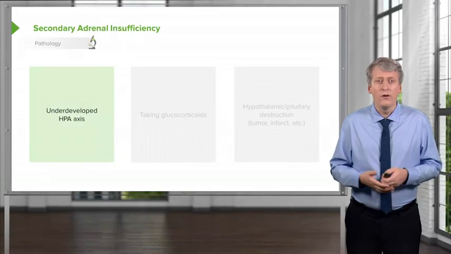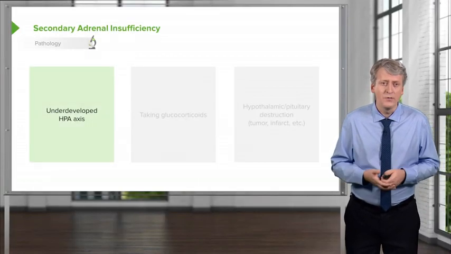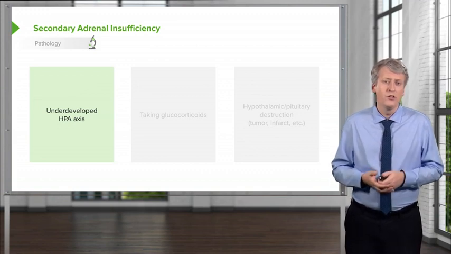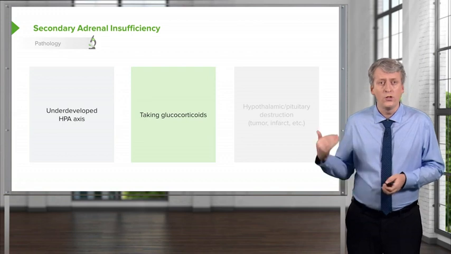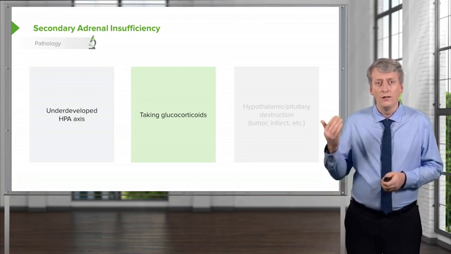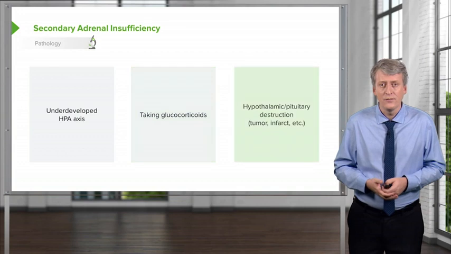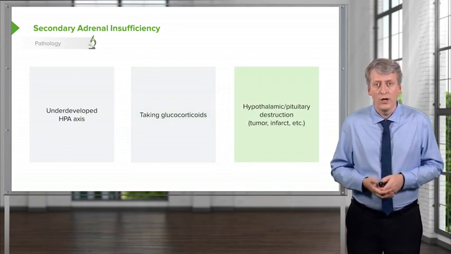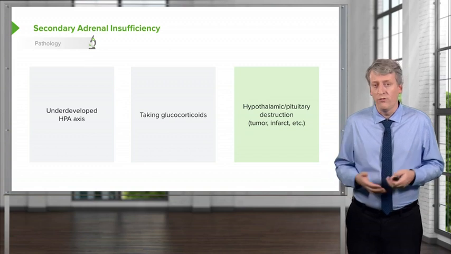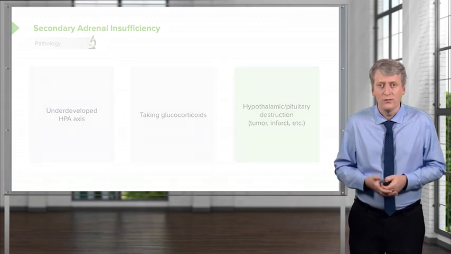So secondary adrenal insufficiency is perhaps less common, and this is a result of an underdeveloped HPA axis from taking glucocorticoids, which are inhibiting the HPA axis, or from hypothalamic or pituitary destruction, such as a tumor or an infarct, say in a patient with sickle cell disease.